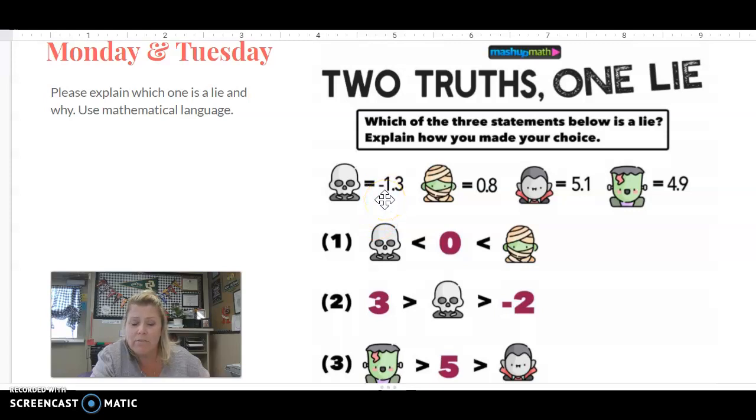I know I haven't taught you negatives yet, but just think about if you owed somebody like $1.30, where would that be? The mummy is 8/10. The vampire is 5 1/10. And Frankenstein is 4 9/10.